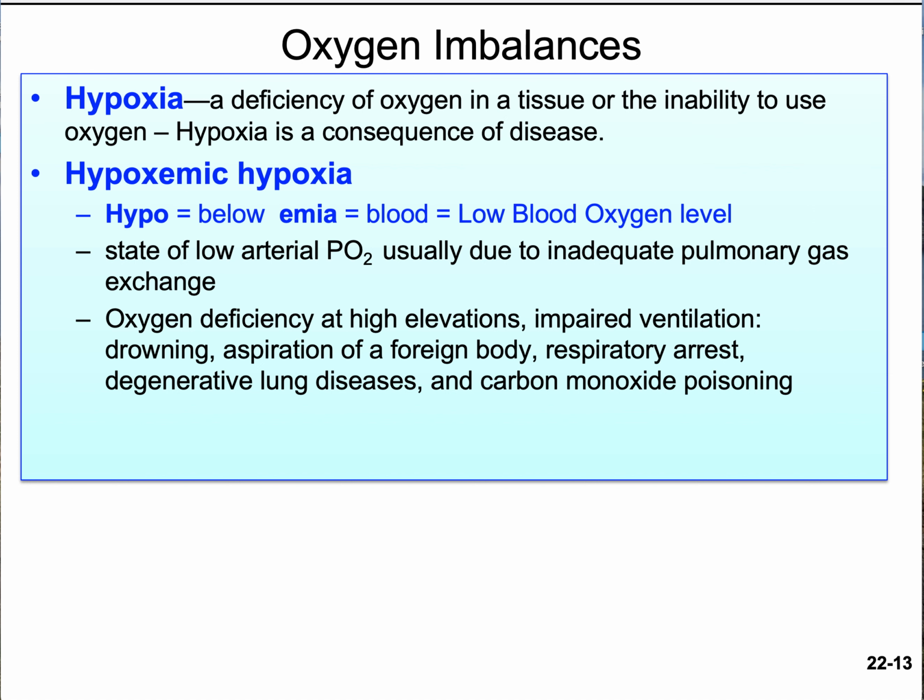So there's different kinds of hypoxia. In this case, you aren't getting enough pulmonary gas exchange. This is exactly what we were talking about for COVID. It's also what will happen if you go to high elevations, or if you're having trouble breathing, or if there's something blocking your respiratory passageway, or you stop breathing, or you have some kind of degenerative lung disease that we're just about to talk about, or carbon monoxide poisoning.